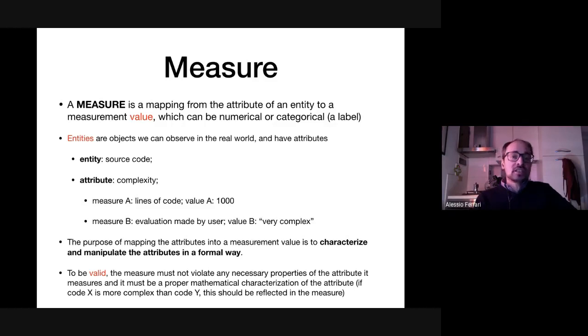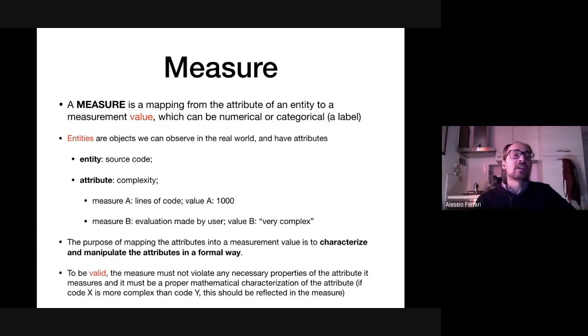So I'm measuring attributes of entities. What are entities? Entities are any object that I can observe in the world. For example, an entity can be the source code in the software engineering environment, and an attribute of the source code that I want to measure is the complexity. For example, I have this code, and I want to understand how complex it is, because I would like to understand whether more complex code is related to more bugs.